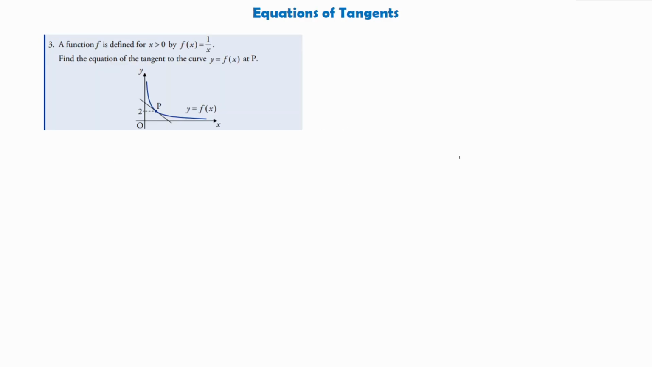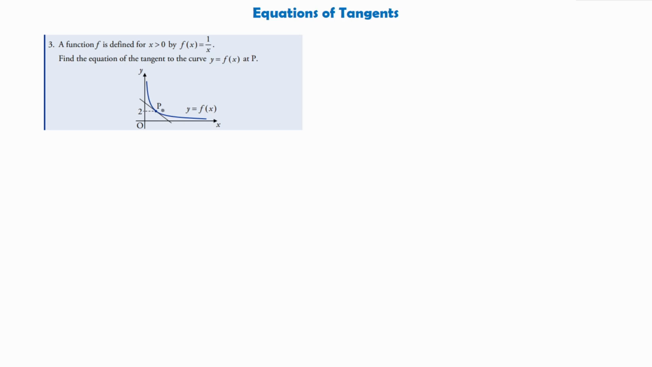Okay, so for our third example of today's video, we're going to do an example that's a more visual example. We've got a bit of a diagram going on in this case here. So we have a function f, which is defined for x greater than 0, by the function f of x equals 1 over x. And we are asked to find the equation of the tangent to the curve y equals f of x at the point P. Now this time at the point P, we know that P has the y value 2.